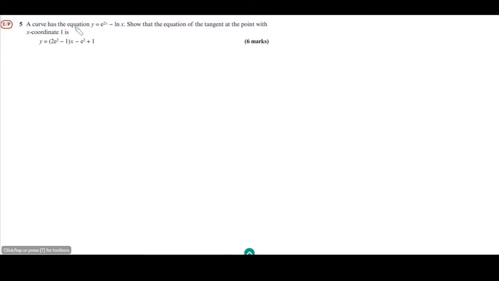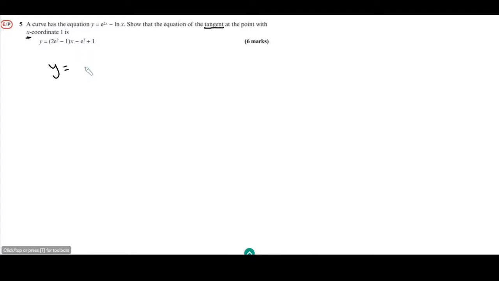Where it says a curve has the equation y equals e to the power of 2x minus ln of x. Show that the equation of the tangent at the point with x coordinate 1 is this. Okay, so something like this, again, we have to find the equation of the tangent at some given point, and they haven't given us the full point, all they've given us is the x coordinate.